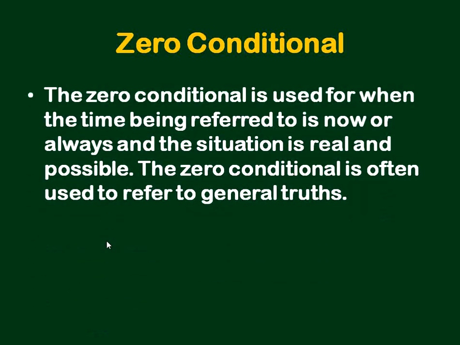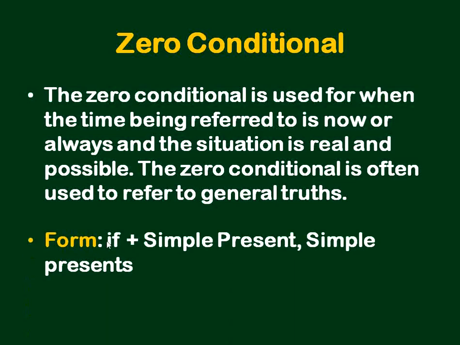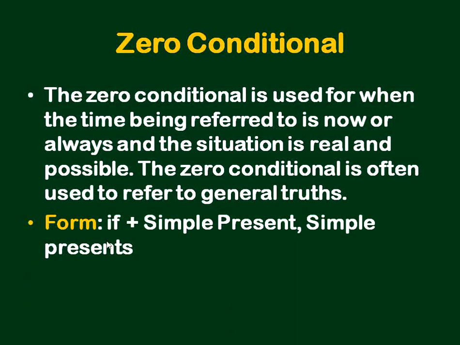Let's understand the first conditional, or you can say zero conditional, type 1 here. The zero conditional is used when the time being referred to is now or always and the situation is real and possible. Please remember, the zero conditional is often used to refer to general truths. See here. The form is like this: if plus simple present, means if clause has simple present tense and the main clause is also in simple present.